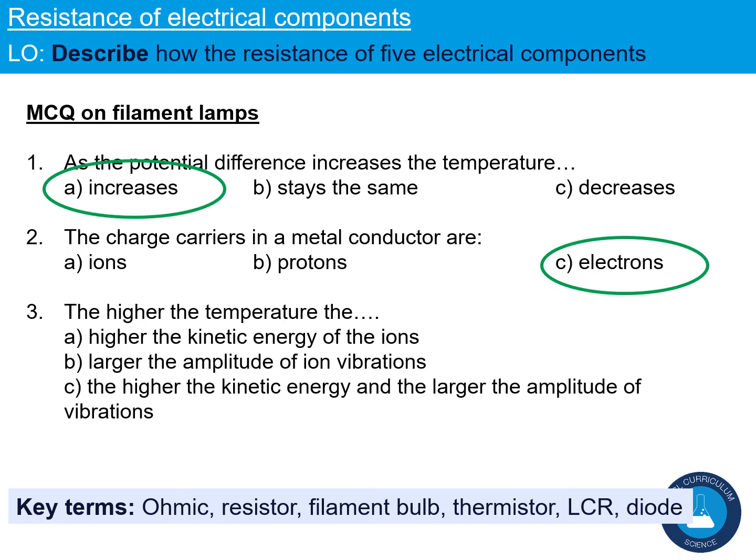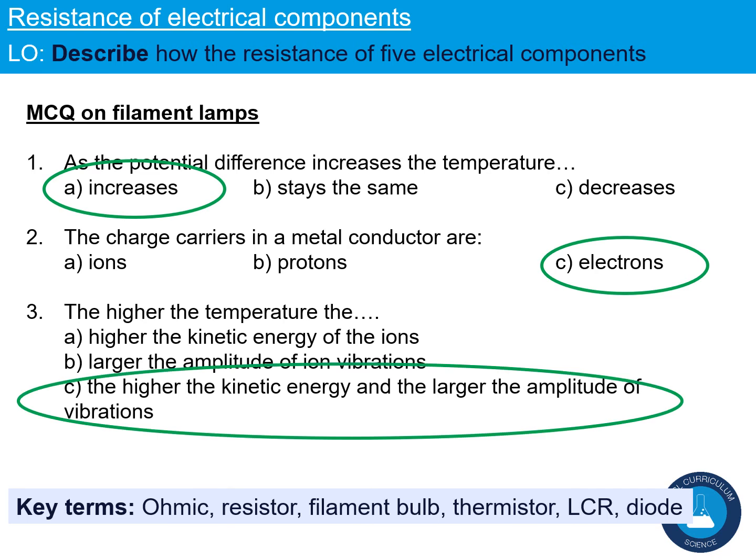And then question number 3, the higher the temperature, the higher the kinetic energy of the ions. That is true. The larger the amplitude of the ion vibrations. That is also true. And the higher the kinetic energy and the larger the amplitude of vibrations. That is the most true of all of them because it takes into account both A and B. So the best answer here was C.